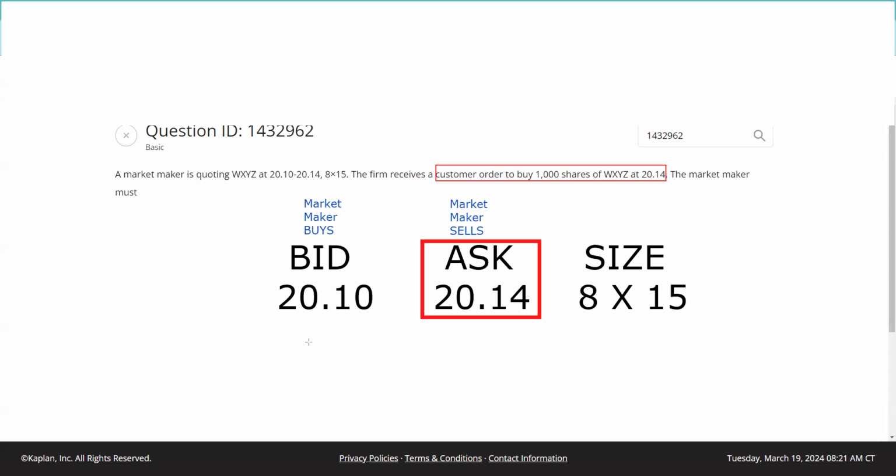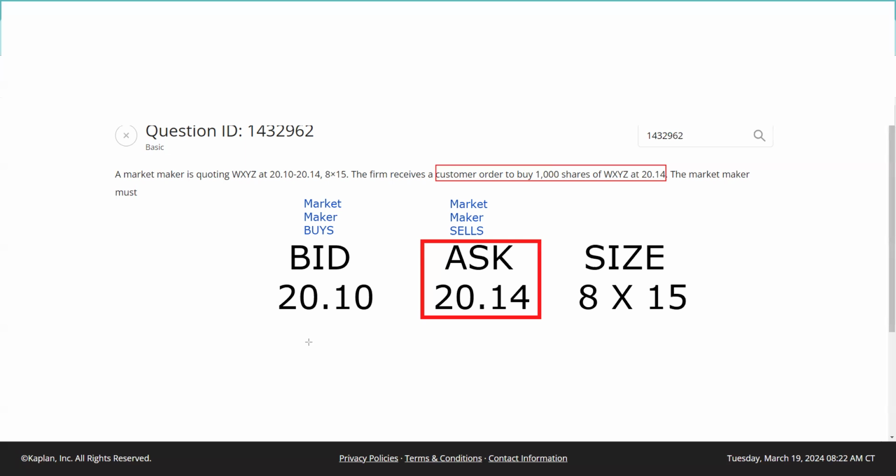So I would imagine the person who was struggling with this question was probably trying to update the display. If this was, for example, buy 1,000 shares at 20.13, then I would display that, right? I'd have to move my bid to 20.13 to display the customer limit order, and I would display the size, 10 round lots, right? So the thing that makes that not the case is that this is an executable limit order. So what must a market maker do? I must fill the customer, right? I'm going to fill the 1,000 shares at 20.14 and say you're done.